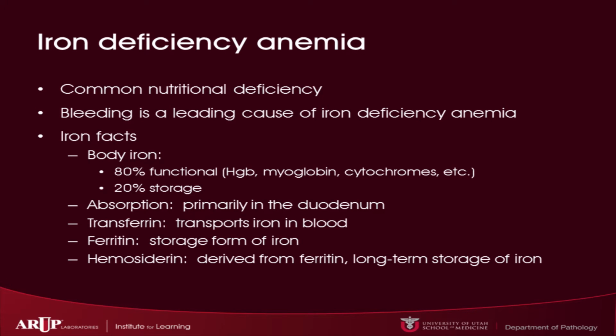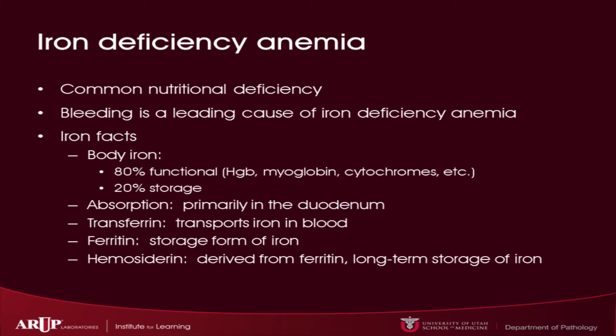Ferritin is the storage form of iron, which is seen inside the bone marrow, macrophages, spleen, or liver. So any place where iron is stored, it's stored in the form of ferritin. Hemosiderin is derived from ferritin and it's the long-term storage of iron. It's seen most commonly in the kidney renal tubules.